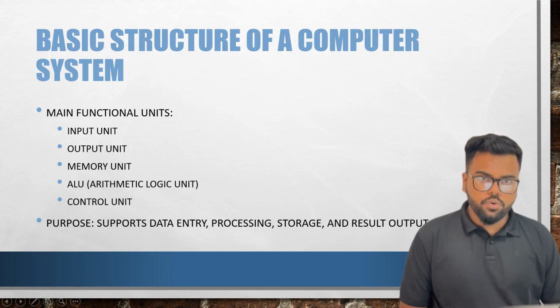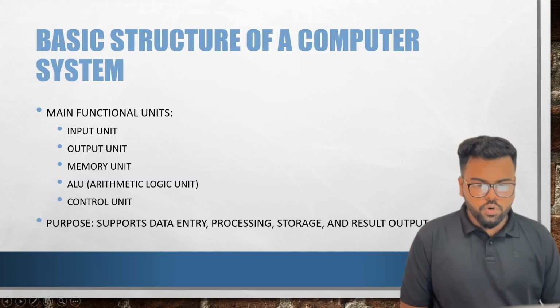Fourth one is ALU. ALU means arithmetic and logical unit, where all arithmetic and logical operations occur. Fifth one is the control unit, which manages and coordinates all operations in the CPU. Together, all these units allow the computer to accept input, process it, store information and generate output.